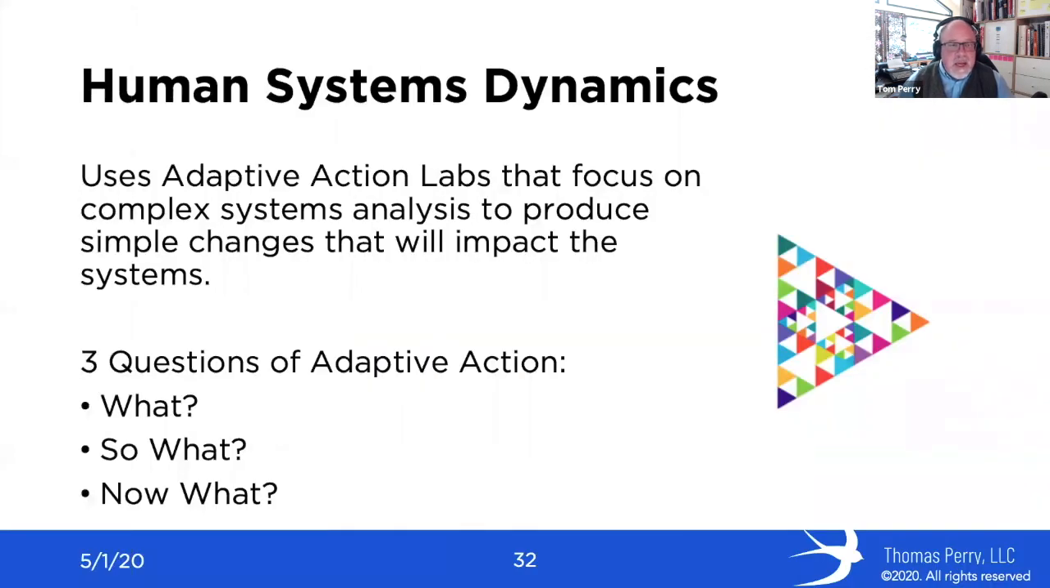Human systems dynamics uses adaptive action labs that focus on complex systems analysis to produce changes. It's characterized by these three questions that I put down there. What, so what, and now what? And it's a group of folks. I know some folks in Oregon who are big into human systems dynamics, and I also understand there are some folks in the Midwest as well. And again, it's not one that I know very well, but I'm very curious about.